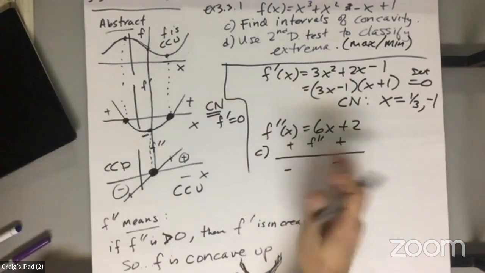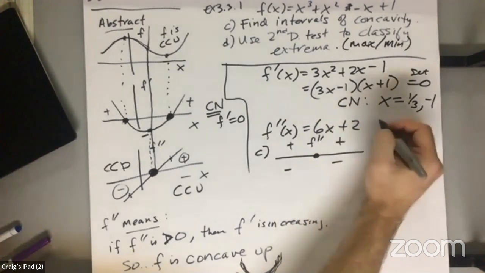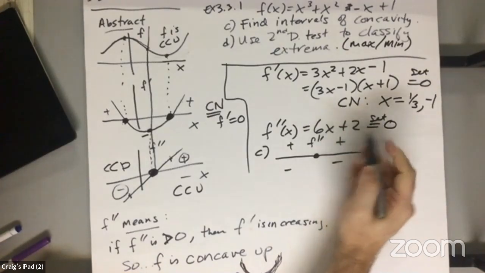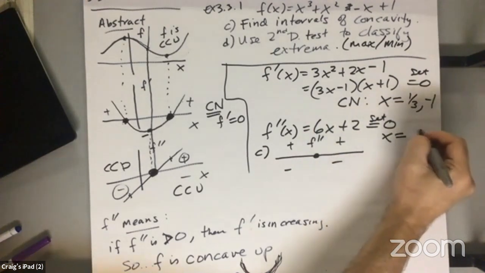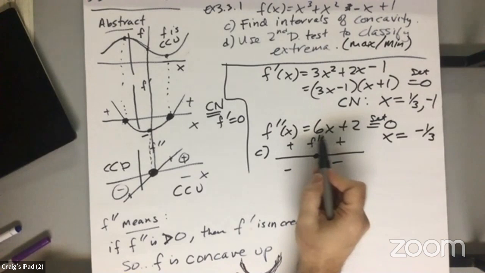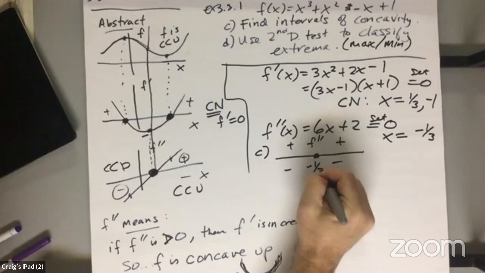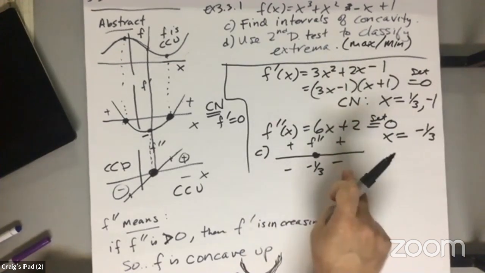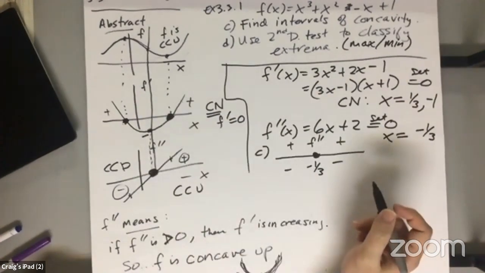In order to figure out where the second derivative is positive or negative, I need to find out where it is 0. So I set the second derivative equal to 0, and then I find x equals minus 1/3. If x equals minus 1/3, I get minus 2 plus 2, which is 0. So minus 1/3 is our special spot where the second derivative is 0, and nowhere else is it 0. So it's either always positive or always negative to the right, by the intermediate value theorem again, and always positive or always negative to the left.